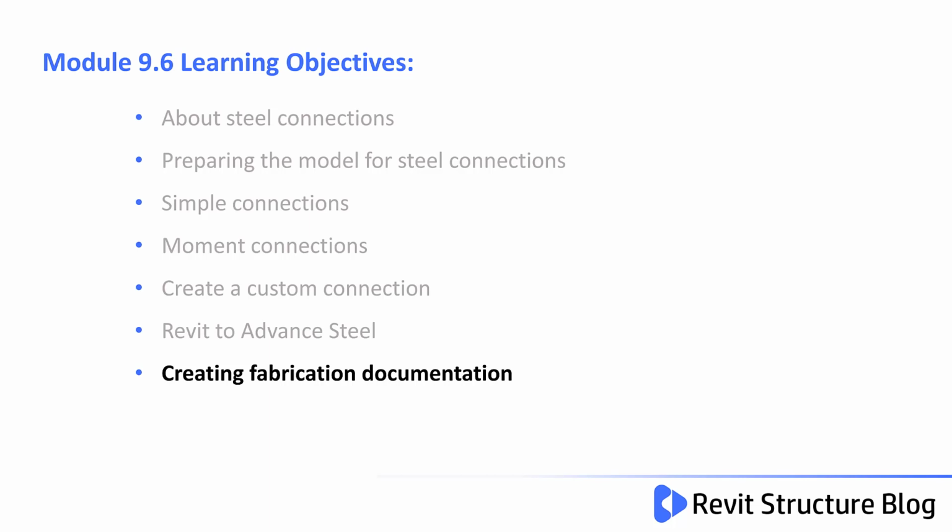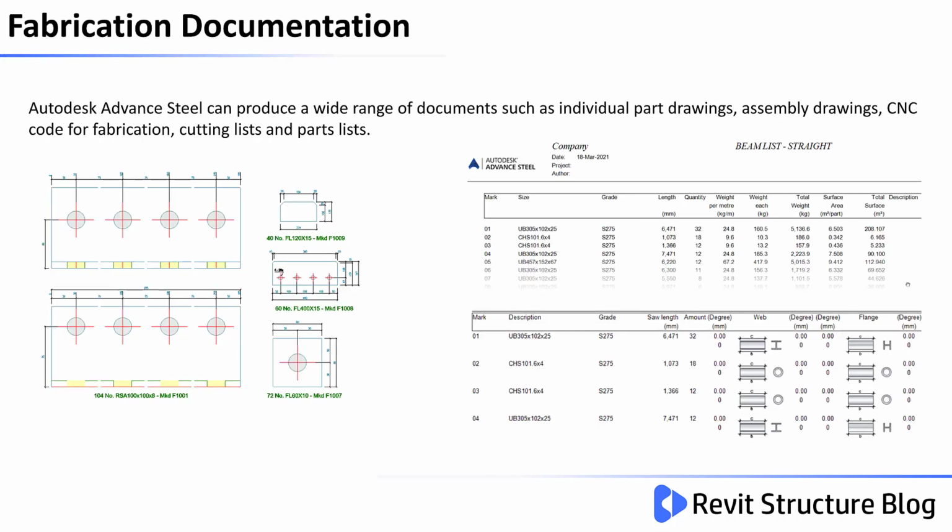Welcome to module 9.6. In this lesson, you learn how to create fabrication documentation using Advanced Steel. Autodesk Advanced Steel can produce a wide range of documentation such as individual part drawings, assembly drawings, CNC code for fabrication, cutting lists and parts lists, and many more outputs to suit fabricators.